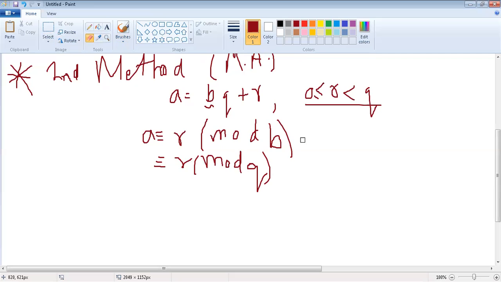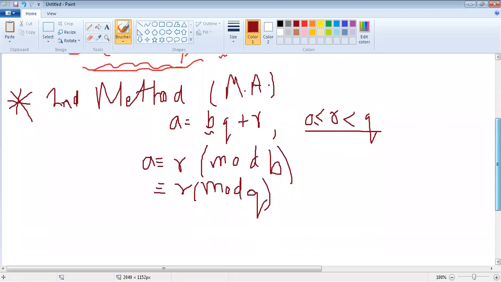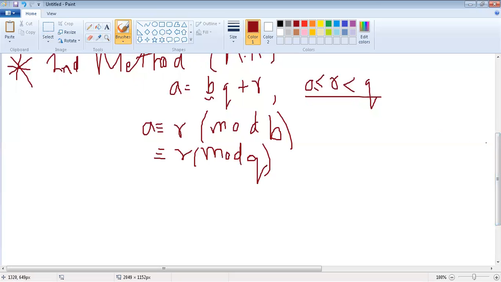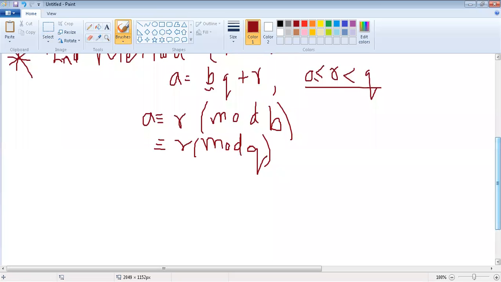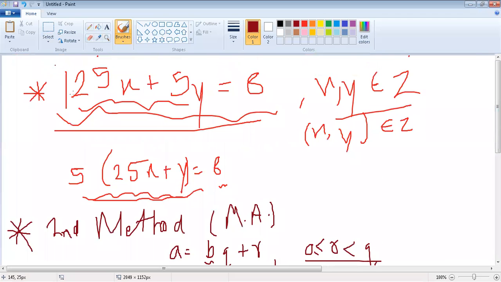Now this is the basic idea behind modular arithmetic. You can learn about it more briefly from books and YouTube videos. So learn it, and then again revisit this video to learn the concept. So the second method is, we will use the same example.